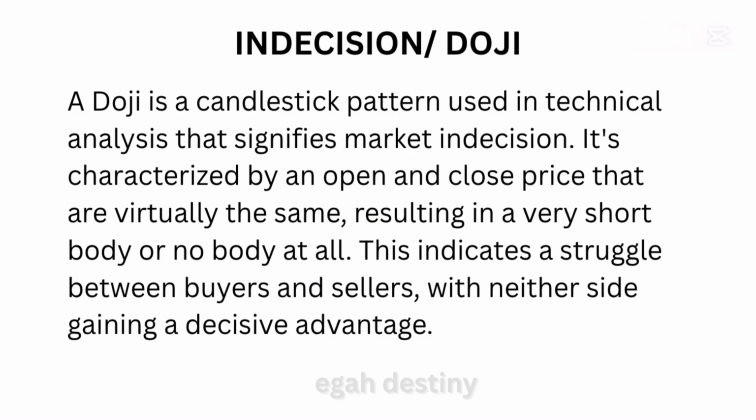An indecision or doji candlestick. A doji is a candlestick pattern used in technical analysis that signifies market indecision. It's characterized by an open and close price that are virtually the same, resulting in a very short body or no body at all. This indicates a struggle between buyers and sellers, with neither side gaining a decisive advantage.